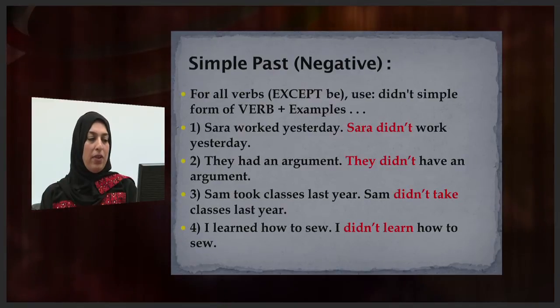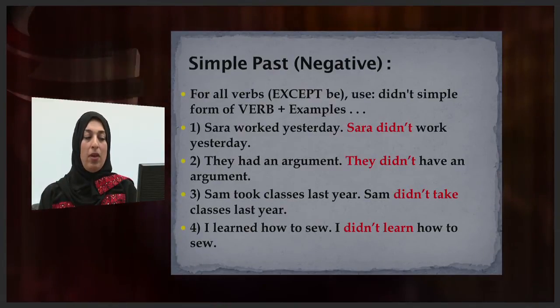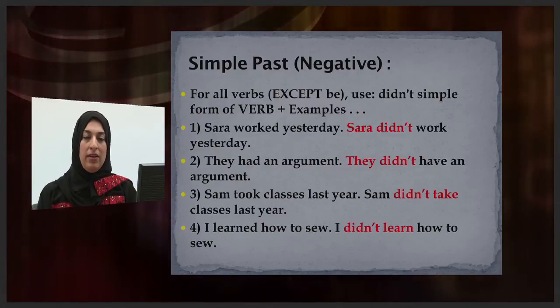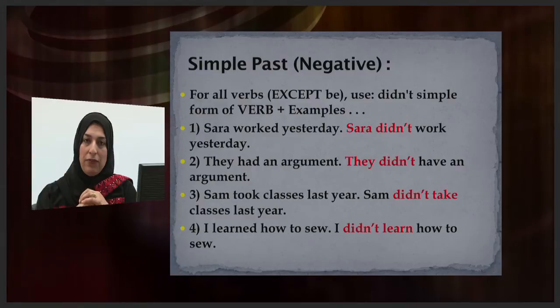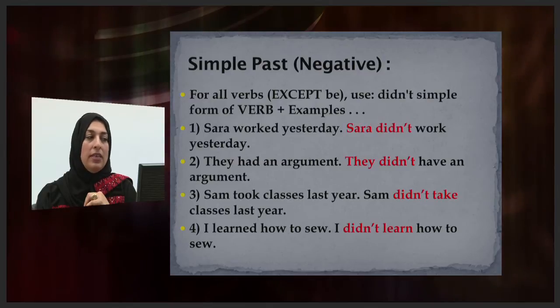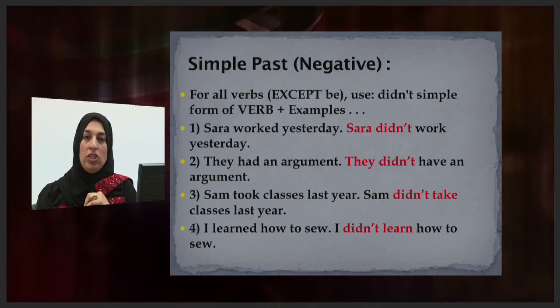Number 4. I learned how to sew. I didn't learn how to sew. Also notice here that after didn't, which is the negative form, we didn't use the simple past. We used the simple form of the verb, which is learn.